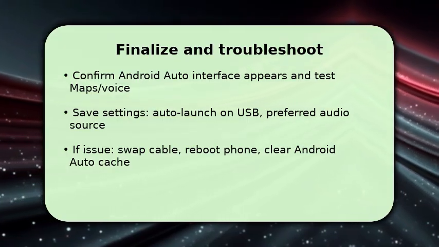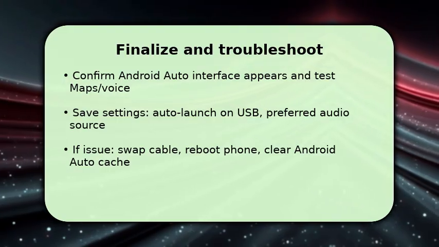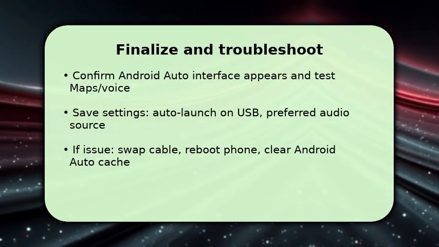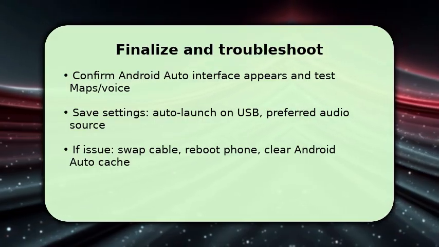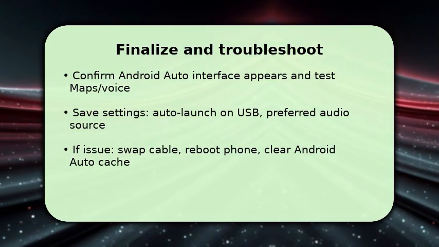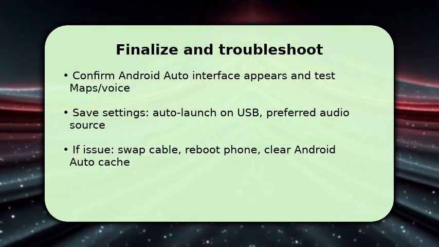If it does not appear, try one key troubleshooting tip. Replace your cable with a proven data cable and reboot your phone and the car. Often a bad cable is the only thing stopping a successful Android Auto connection.